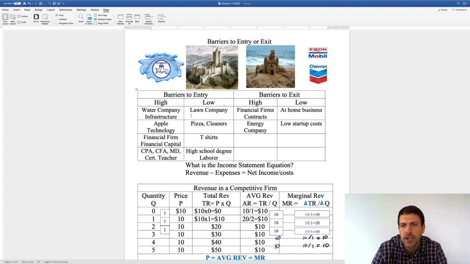All right, barriers to exit. That's how easy it is to shut down a business. If I had my business out of my house, is it very difficult for me to shut that business down? No, I basically could close it down tomorrow. Now, some firms have high barriers to exit. So for instance, like an insurance company, they have contracts, and some insurance companies have contracts that are for decades. So it's not easy for them to close that business, all right?